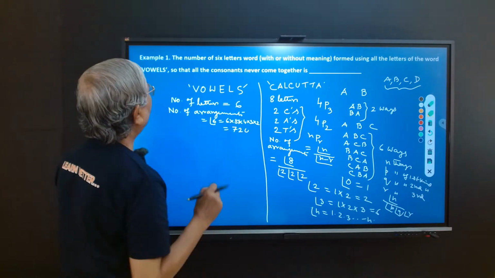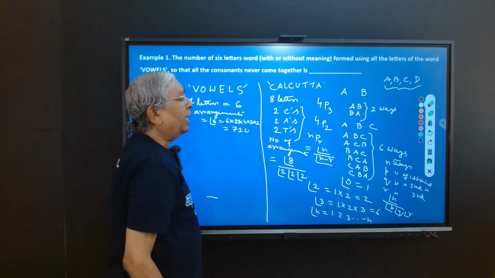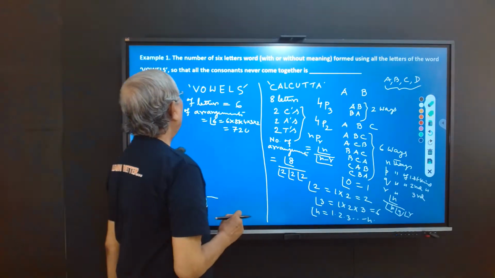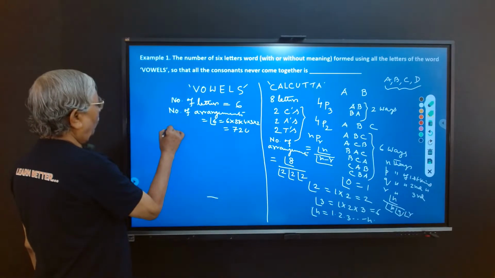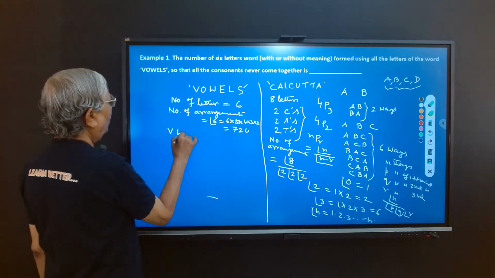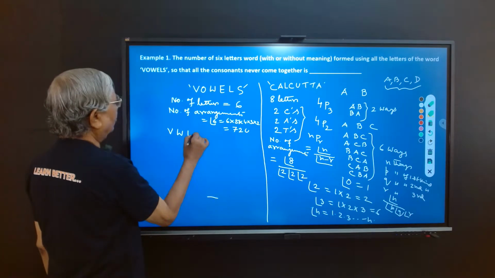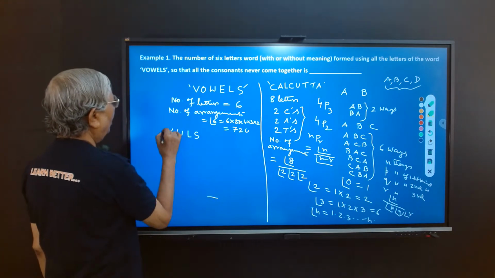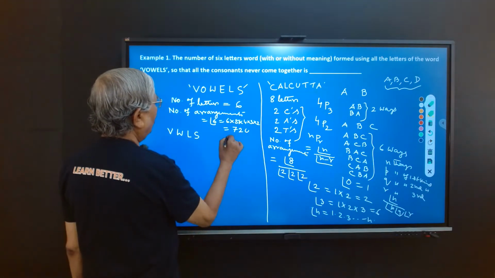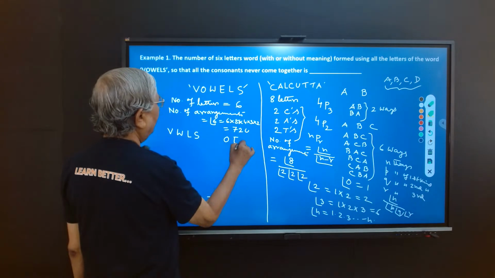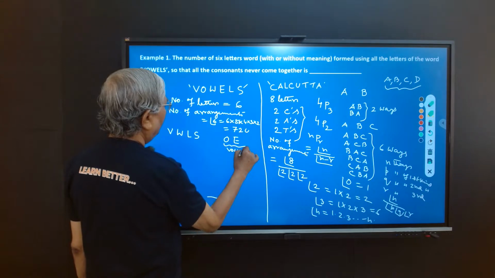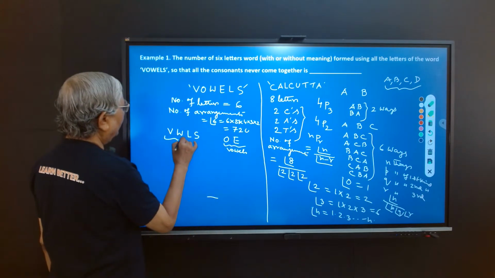Now what is our problem? The consonants will never come together. First we ask how many consonants there are. V is a consonant, W is a consonant, L is a consonant, S is a consonant. So 4 consonants are there and 2 vowels are there, that is, O and E. These are vowels and these are consonants.